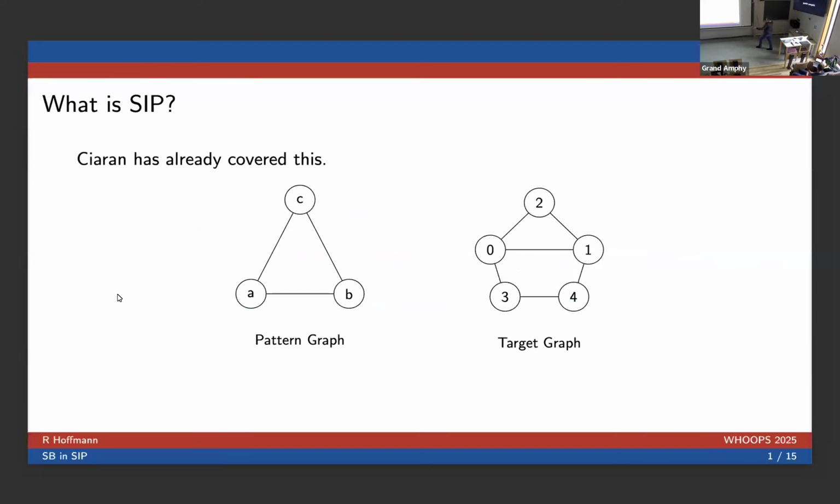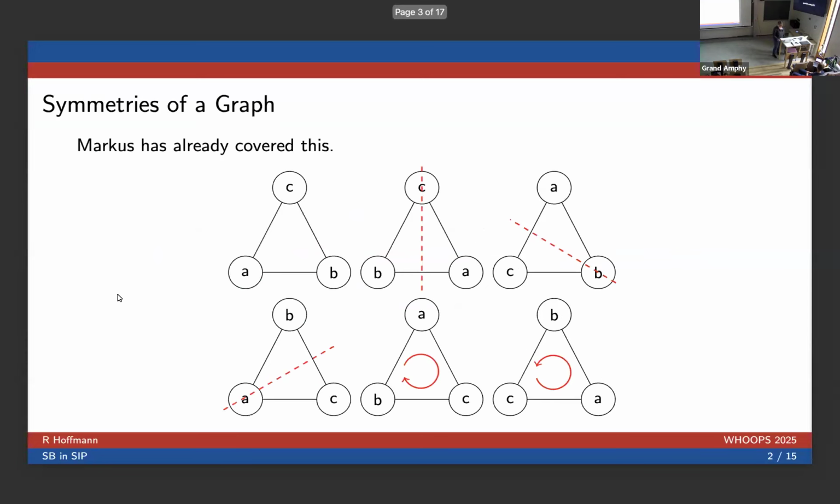So, what is SIP? What is the subgraph isomorphism problem? Kieran has sorted this yesterday. We're looking for a small graph inside a big graph. What are symmetries of a graph? Thank you, Marcus. We have covered this yesterday. We're just looking at how we can turn around the vertices, whether we're flipping them across a diagonal or switching them around. We're allowed to do different things to make the graph look the same, or look at it in different ways, and we're getting the same thing.